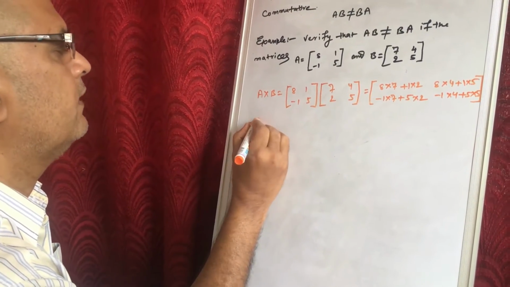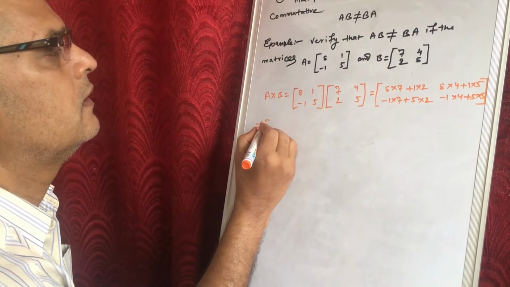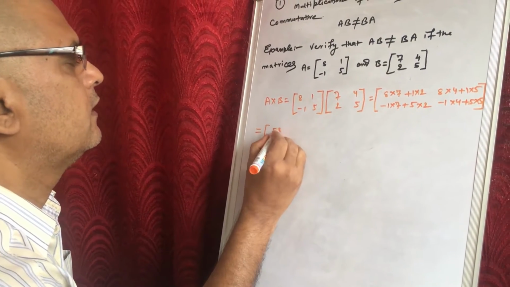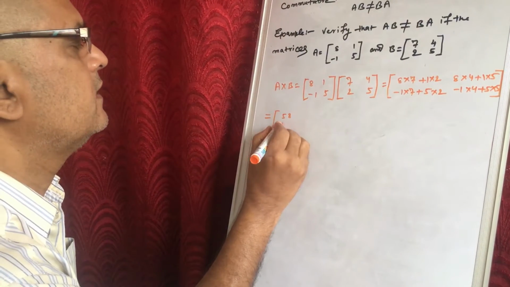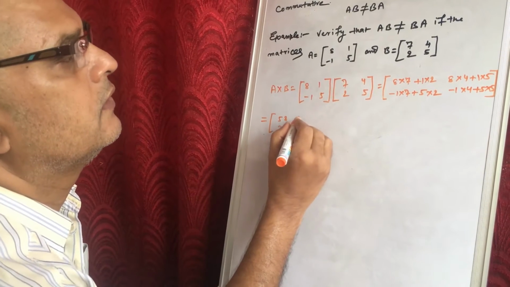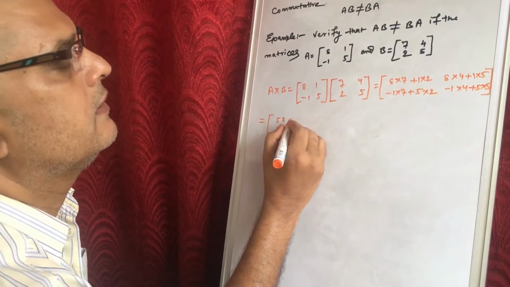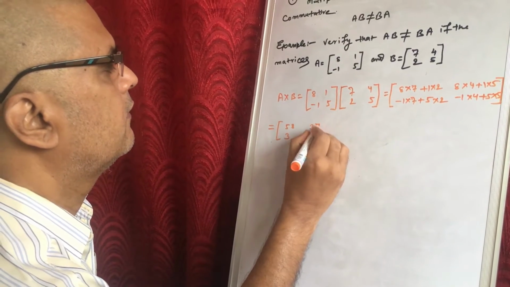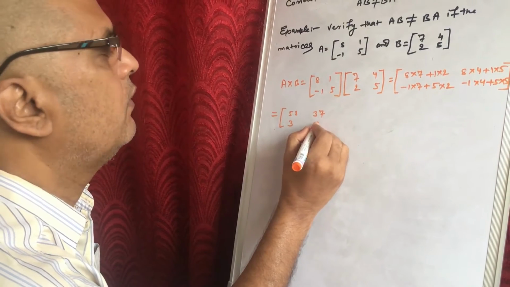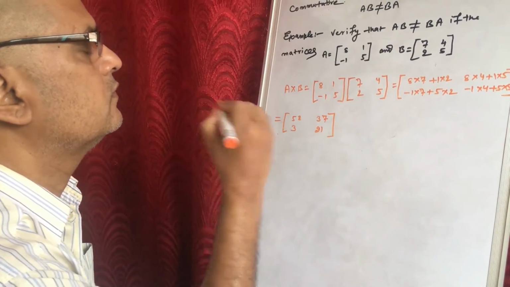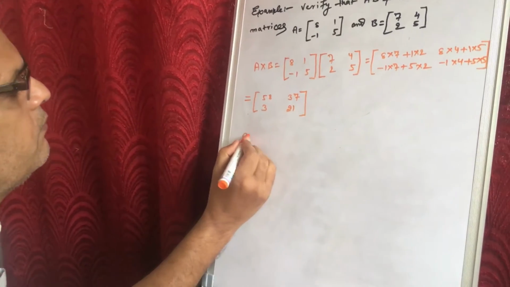So it will be what? 56 plus 2, 58. It is 10 minus 7 is 3. And it is 35 plus 2 is 37. 25 minus 4 is 21. So this is 21. Now what is B into A?